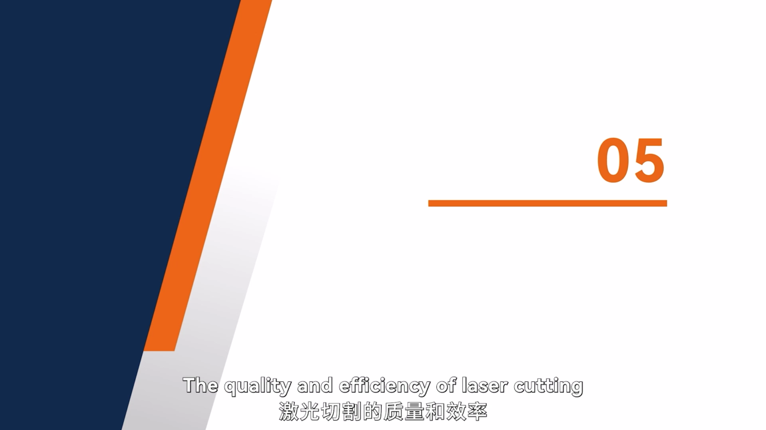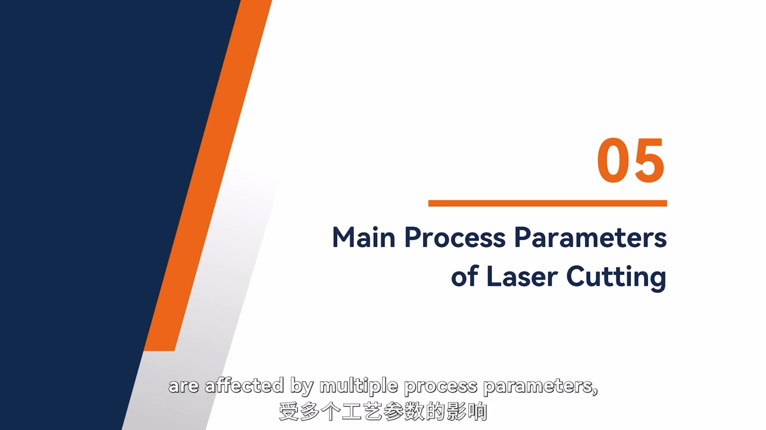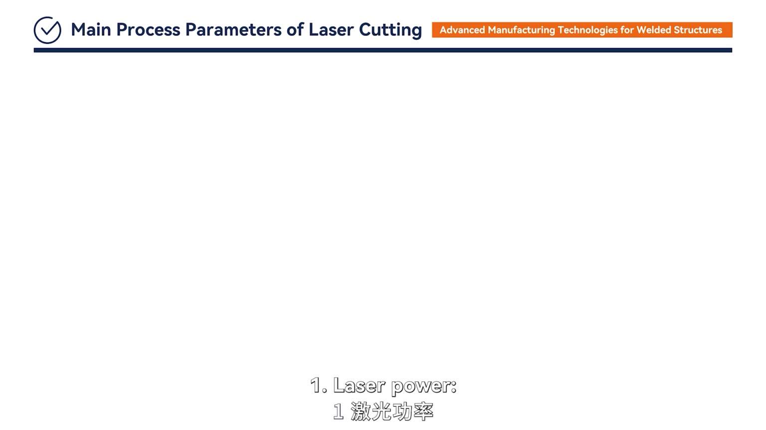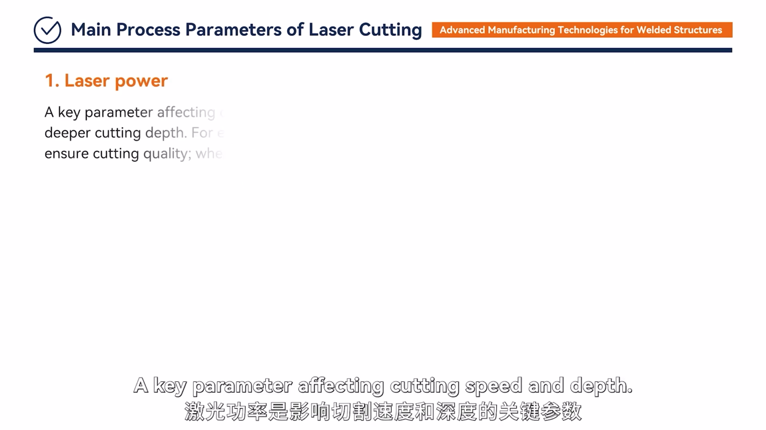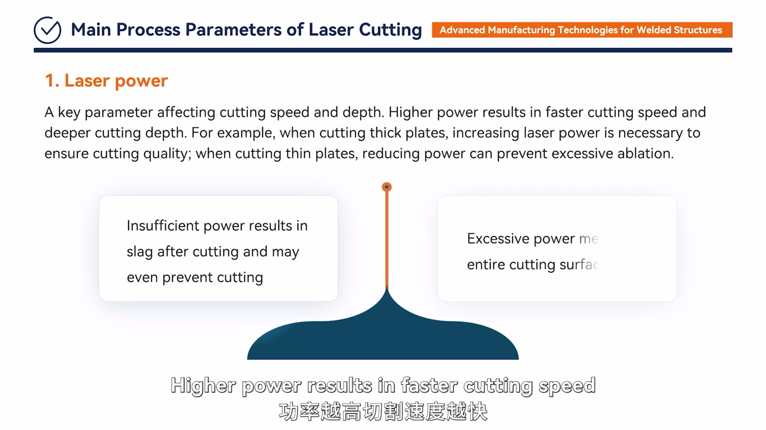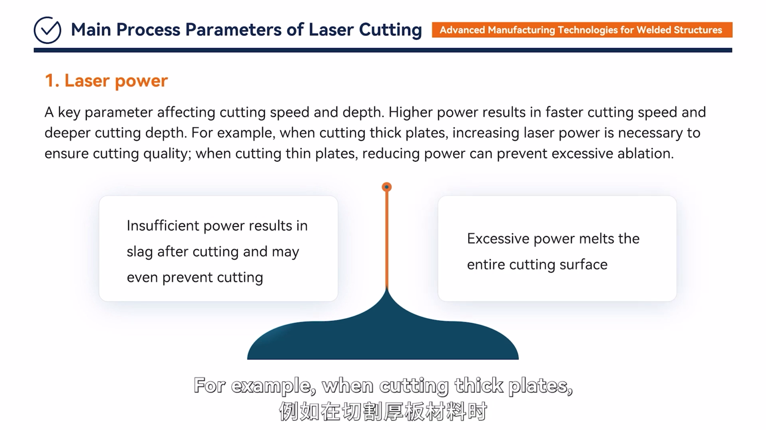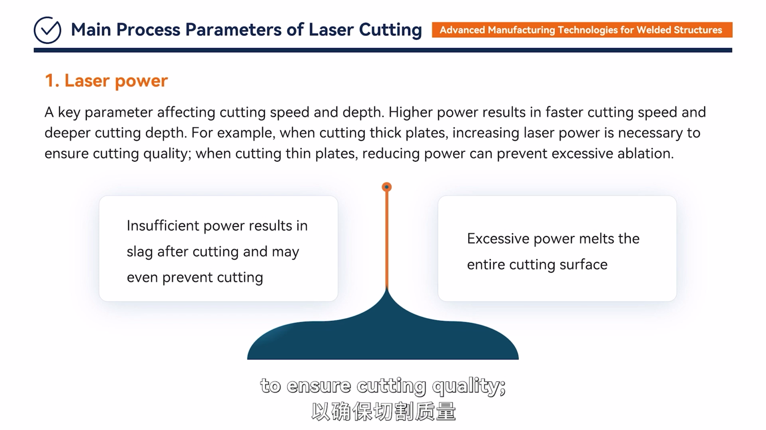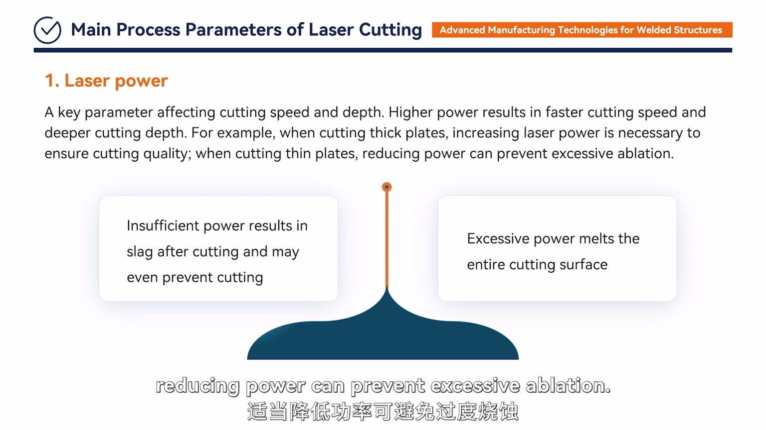The quality and efficiency of laser cutting are affected by multiple process parameters, mainly including: 1. Laser power, a key parameter affecting cutting speed and depth. Higher power results in faster cutting speed and deeper cutting depth. For example, when cutting thick plates, increasing laser power is necessary to ensure cutting quality. When cutting thin plates, reducing power can prevent excessive ablation.